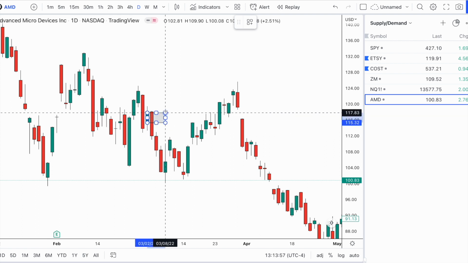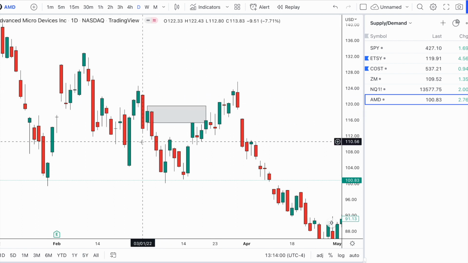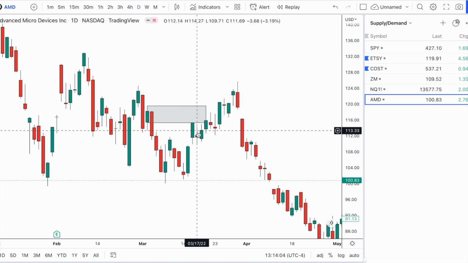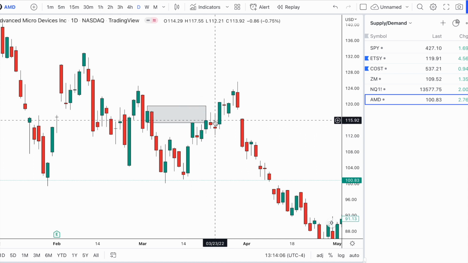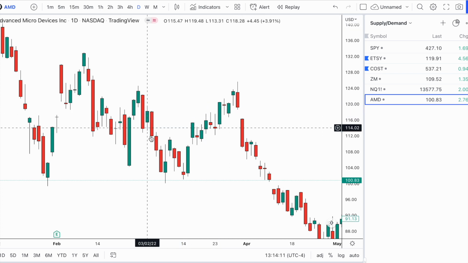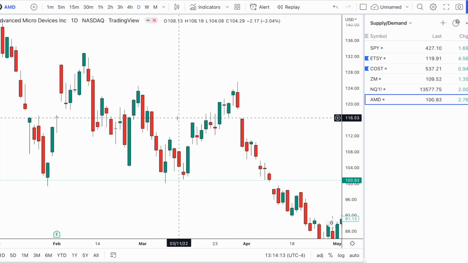And so clearly, if we took this drop, base, drop zone, it did end up working. We tapped it at 115, pulled back a little bit, kind of consolidated. But it's a low quality zone. You're not going to get the best trade results doing that type of zone. So you want to make sure that you're doing high quality zones.